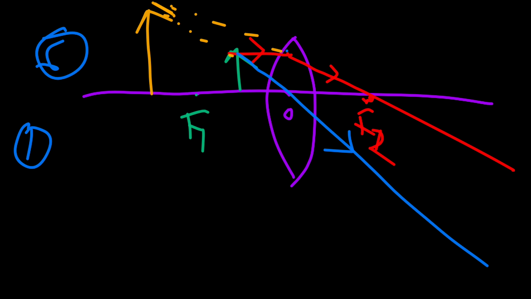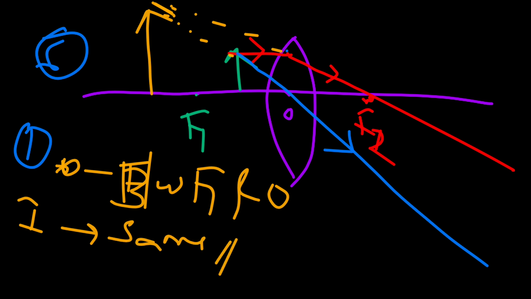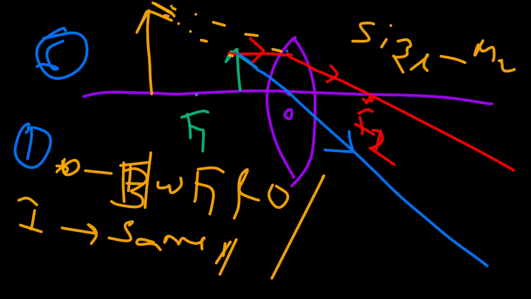So let's say in the first situation, where is the object? So the object is at F, okay, between F1 and O. So the object is in between F1 and O. And where is the image? So the image is formed on the same side of the lens. What about the size? Size is magnified.